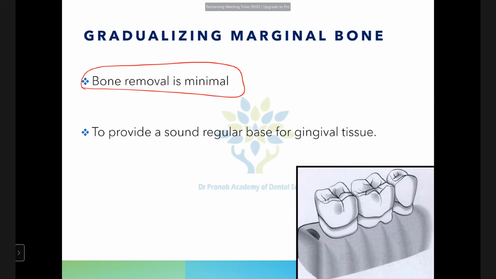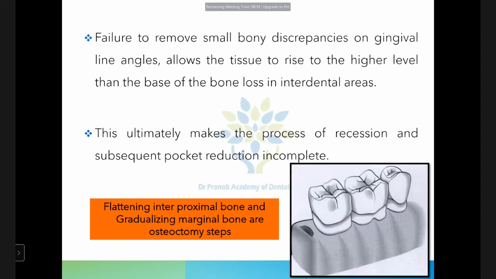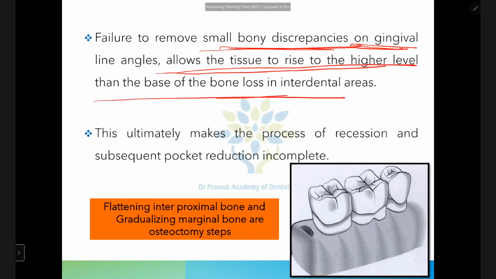Okay. So next, if we are not gradualizing, if we are not removing the bony discrepancies that are present, then it will result. Suppose the bone is irregular and we are not removing these bony discrepancies, what will happen once we place the gingival tissue onto the bone? There will be some areas which are irregular, right? Failure to remove the small bony discrepancies on the gingival line angles allows the tissue to rise at a higher level than the base of the bone. So what happens if some bony discrepancies are not removed? Your gingiva will fall onto that bone only, onto those discrepancies of the bone. So this will raise the tissue to a higher level.